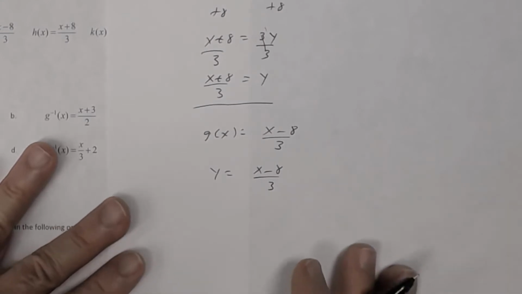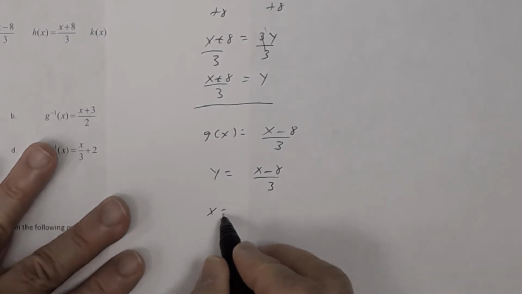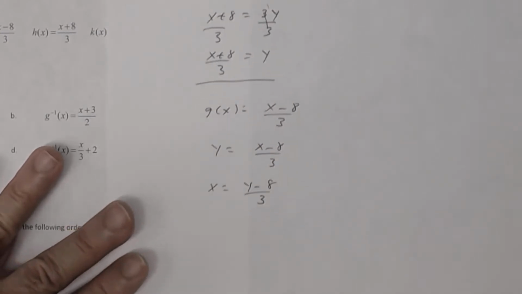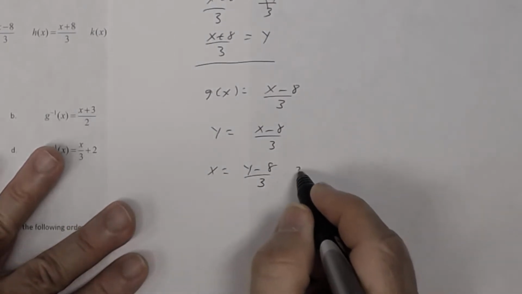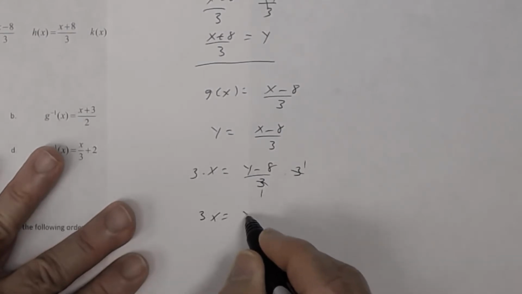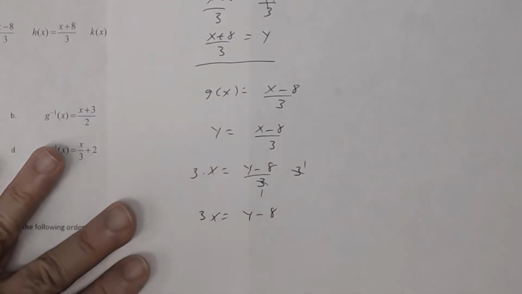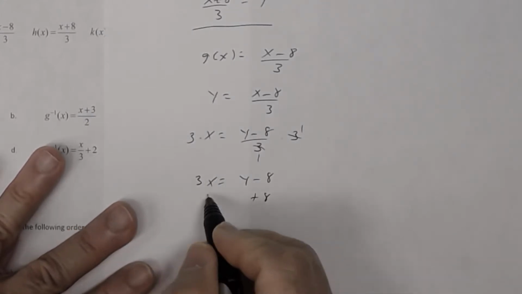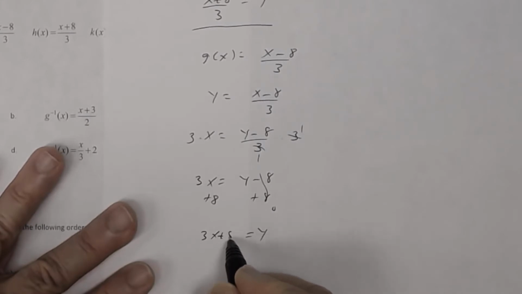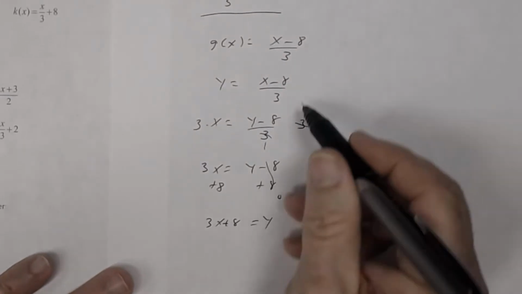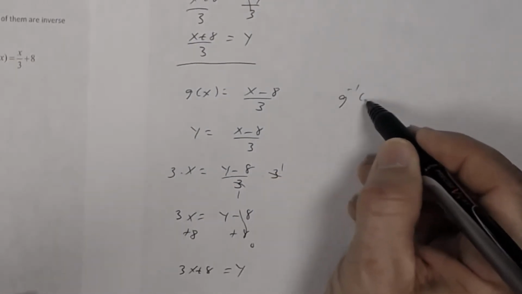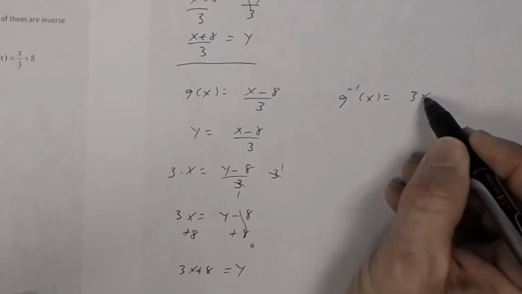Then you interchange the variables, so I get x equal y minus 8 divided by 3. To solve for y, we multiply both sides by 3. So I get 3x equal, these 3's divide out, y minus 8. Then getting y by itself, you add 8 to both sides, and I get y equals 3x plus 8. Now, this right here is the inverse of this. So g inverse is 3x plus 8.